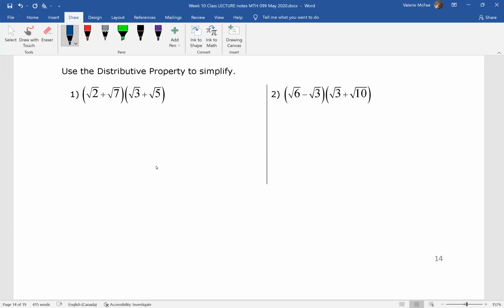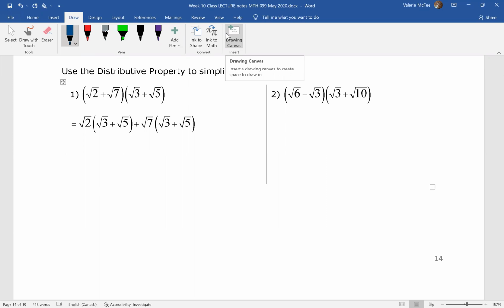In the last lesson, we started using the distributive property when we were multiplying radicals. Now we want to look at multiplying a binomial times a binomial. Remember what this means. We have to take the first term, root 2, and multiply it by both terms in the second bracket. So let's rewrite this. Root 2 times the second bracket plus root 7 times the second bracket.